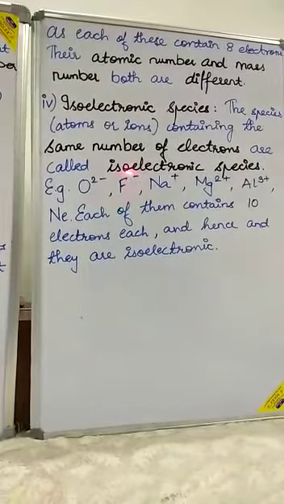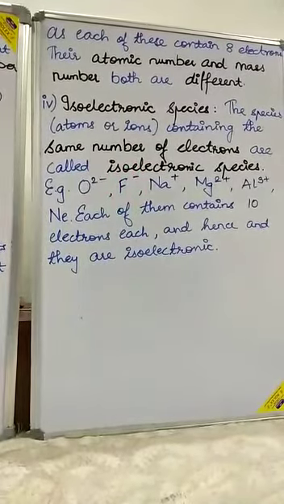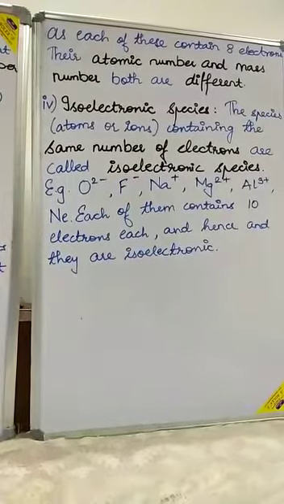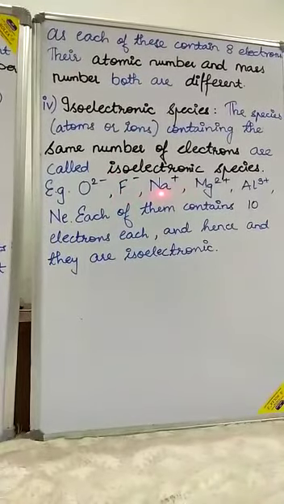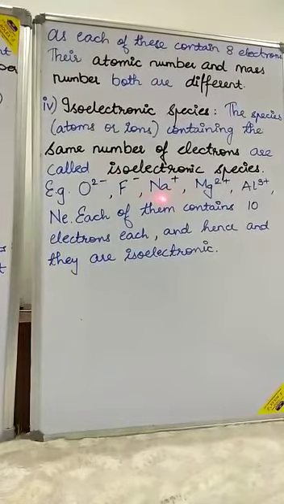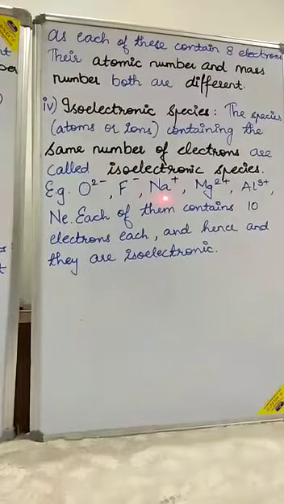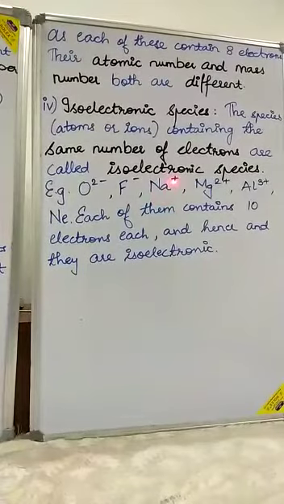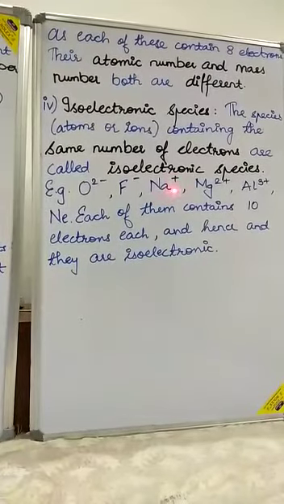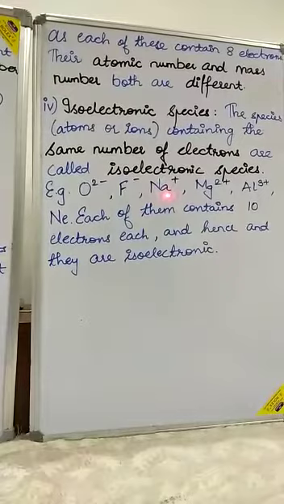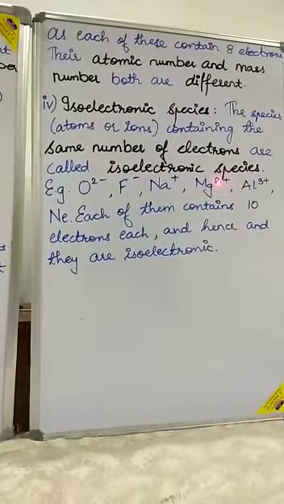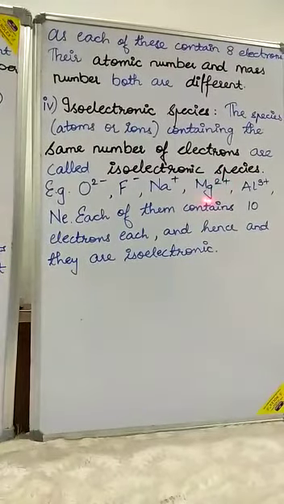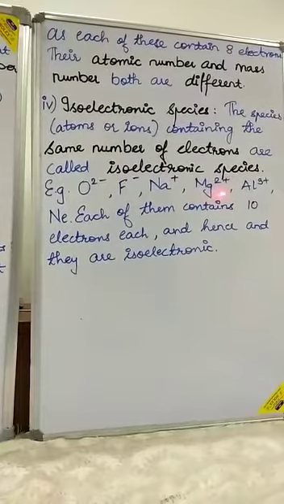Students, F negative, you know that the atomic number of fluorine is 9. 1 negative, that means the total number of electrons becomes 10. Similarly, the number of protons or atomic number of sodium is 11. When it donates 1 electron, 10 electrons remain with the sodium ion. Similarly, magnesium has got atomic number 12. So 2 positive means 2 electrons are deficient. The number of electrons becomes 10.